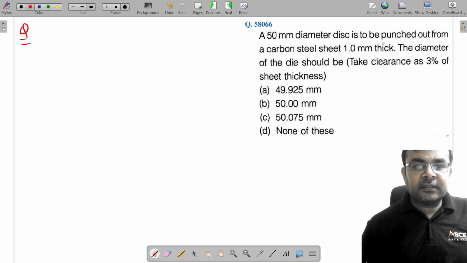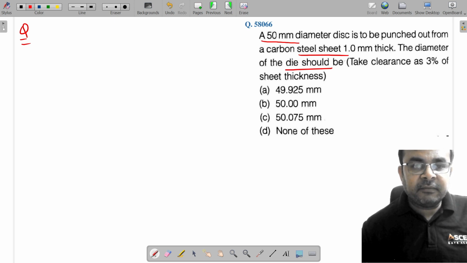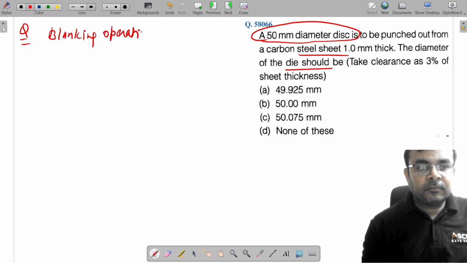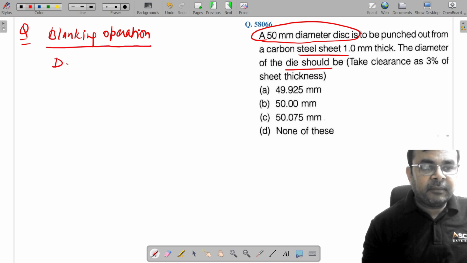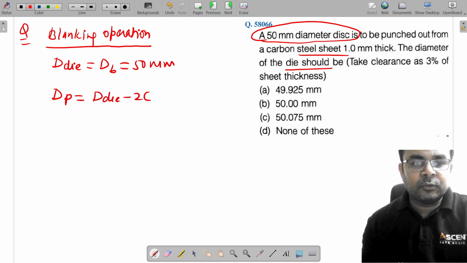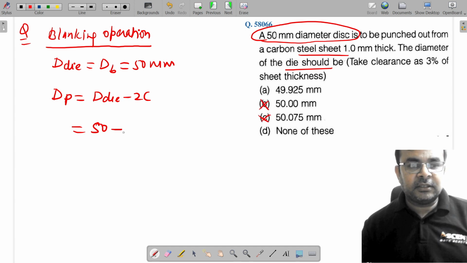A 50 mm diameter disc is to be punched out from the carbon steel sheet of 1 mm thickness. The diameter of the die should be 50 mm. So this is a blanking operation. In blanking operation, the diameter of the die is equal to the diameter of the blank, which is equal to 50 mm, which is already given. So the diameter of the punch is nothing but the diameter of the die minus 2c. So this is 50 minus... So you can say this option is wrong.